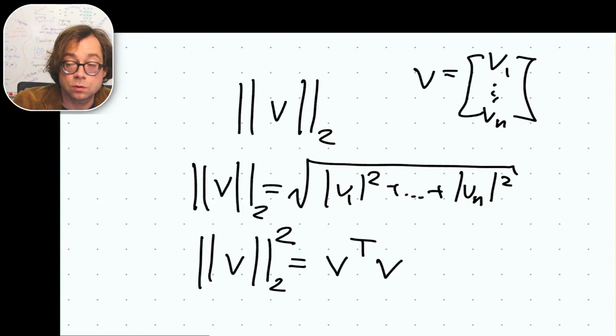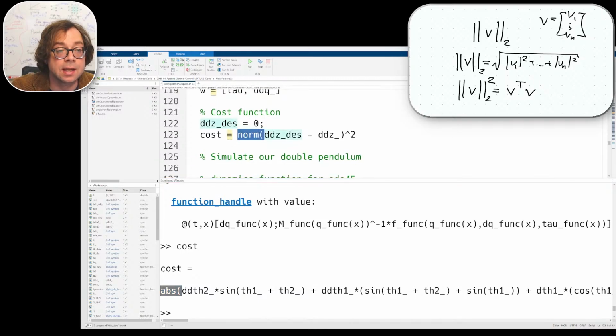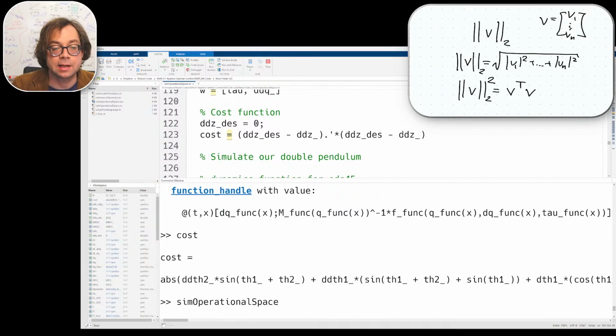So instead of the 2 norm in our code right here, we're going to say, hey, we have this vector, ddz desired minus ddz, transpose, which is the dot apostrophe. Don't forget the dot, because that way it's not the conjugate transpose. We don't want to change anything about the complex numbers. ddz underscore desired minus ddz, the same thing, right? This is the inner product with itself, the dot product with itself, which will give us what we want. Done. That's our cost. Now, if we run that, we check that the cost will be good.